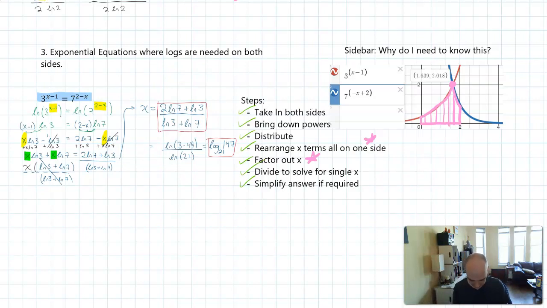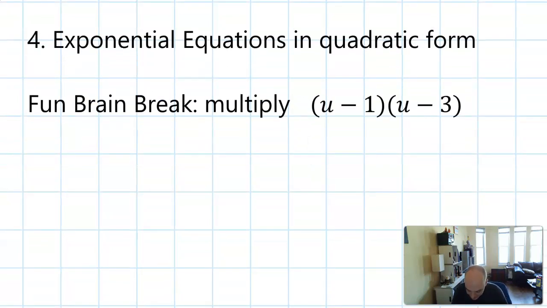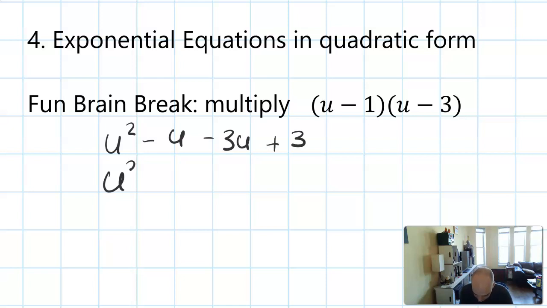That's log equations. To finish us out today, we're going to talk about exponential equations in quadratic form. And as a fun brain break, I'd like you to take a second and multiply out u minus 1 times u minus 3. Did you work it out? Here it goes. So that turns into u squared minus u minus 3u plus 3, or u squared minus 4u plus 3. We'll just put that in the back of your mind for a second.